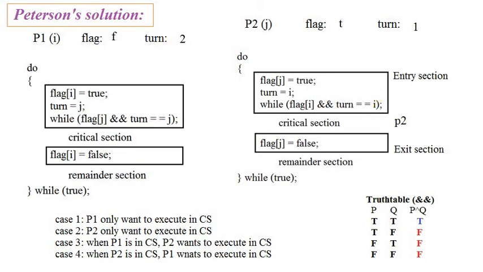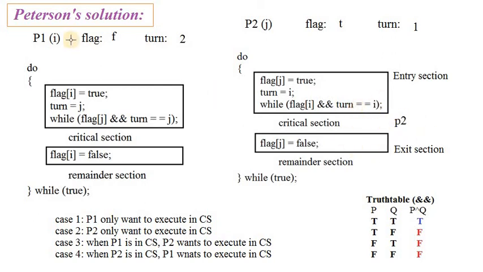So the nature of this code is that it definitely restricts the second program from entering into the critical section. Similarly, suppose case 4 is there. For case 4, suppose P2 is there inside. Already I told you, P2 is there inside.